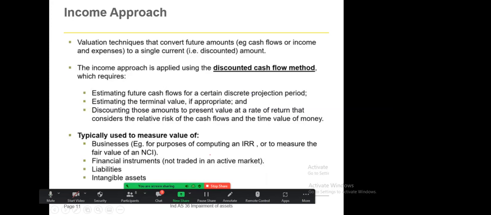Estimating the terminal value, discounting those amounts to present value at a rate of return that considers the relative risk of the cash flow and the time value of money. Typically, this income approach is used to measure value of businesses, financial instruments, liabilities, and intangible assets.